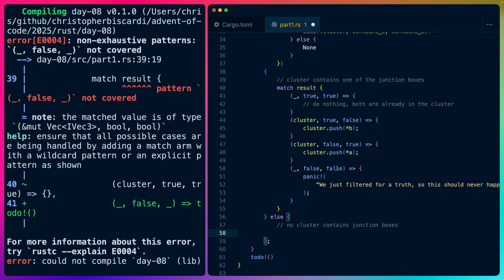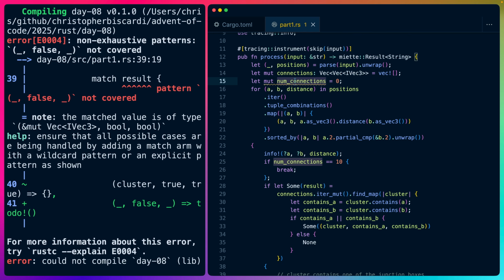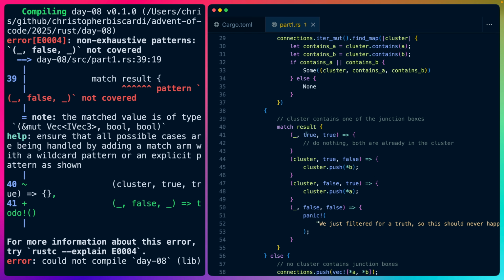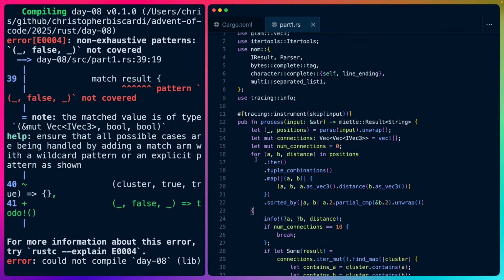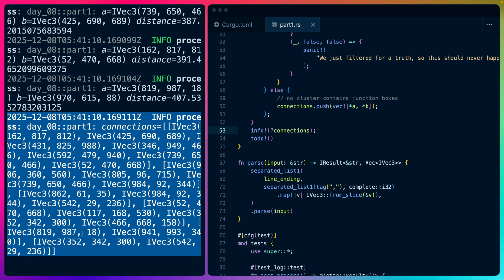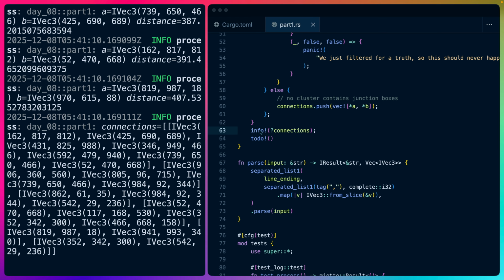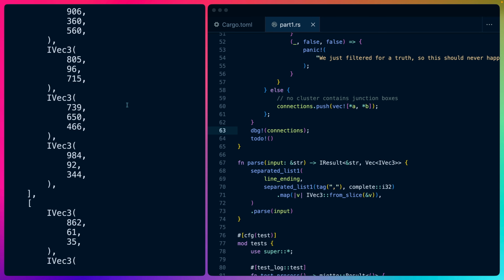And if nothing contains a cluster junction box, then we want connections dot push vec with A and B in it, both as values, and then we continue. So theoretically, we want to be bumping this connections number as well. So if we're going to push in, we're going to add 1, and then we have hopefully our connections. So here's our connections. I don't have my tracing subscriber set up to do new lines, which you absolutely can do, but isn't really that worth it for me right now.